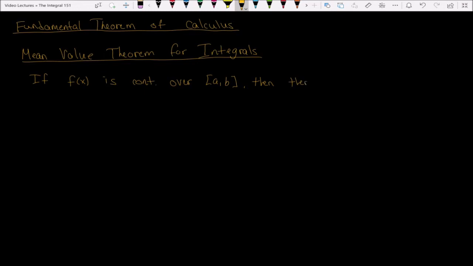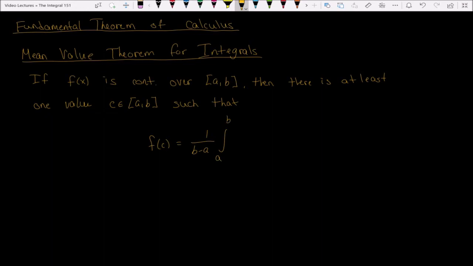then there is at least one value c that is in [a, b] such that f of c is equal to 1 over b minus a times the integral from a to b of f of x dx. This value is known as the average value, or the mean value of the function, and will be studied in more depth in a Calculus 2 series.